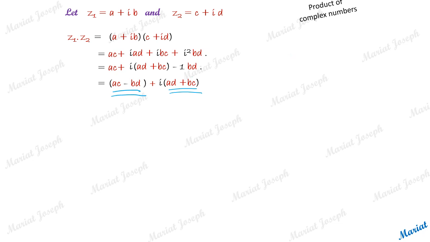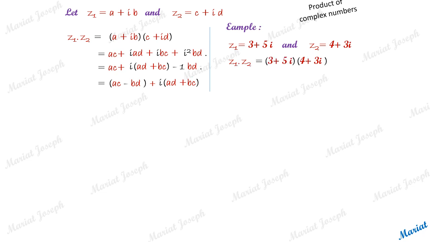Next, let's do a numerical example. So 3 + 5i and 4 + 3i, let's multiply. Simple distributive property. 3 4s are 12. Then 3 into 3, 3 3s are 9i. Then 5 4s are 20i. And the fourth term, the i² term, 5 3s are 15i². So 15i² will then be written as -15. This is the only extra thing you have to remember.